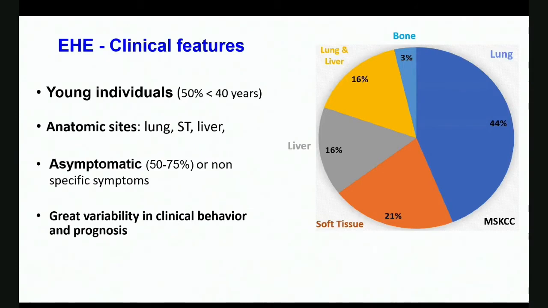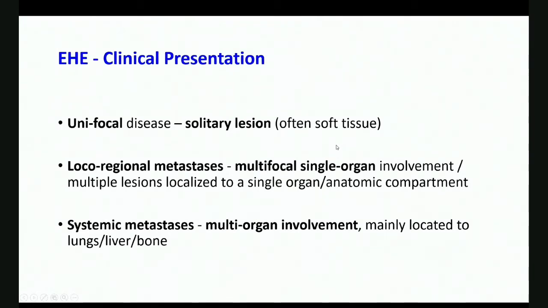EHE is a disease of young individuals, half occurring in patients less than 40 years of age. From our molecularly confirmed EHE database, the most common sites are lung, soft tissue, and liver. EHE can present either as a solitary lesion, often in the soft tissue, or with local regional metastases as multiple nodules within one organ, or systemic metastasis and multi-organ involvement.